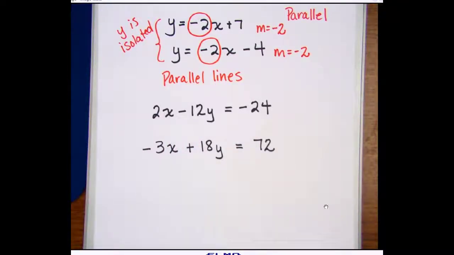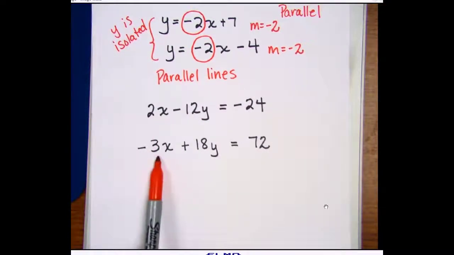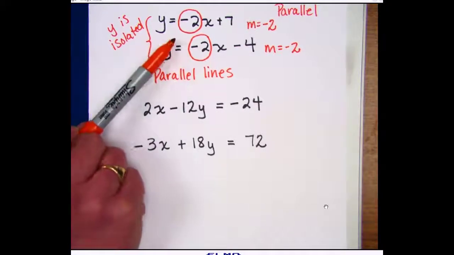But be careful. What if I give you something like this? It's not obvious what the slope is. If you just jump in and read the slope, you would say this has a slope of 2, this has a slope of -3, but that is incorrect. We have to isolate our y.